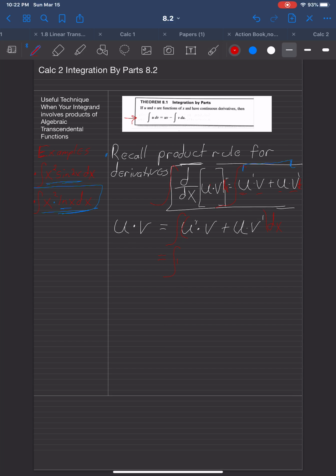So that would be the integral of u prime times v dx plus the integral of u times v prime dx. Okay, now that was an easy step. So it's still not looking like the theorem 8.1 above. So what else do we need to do?